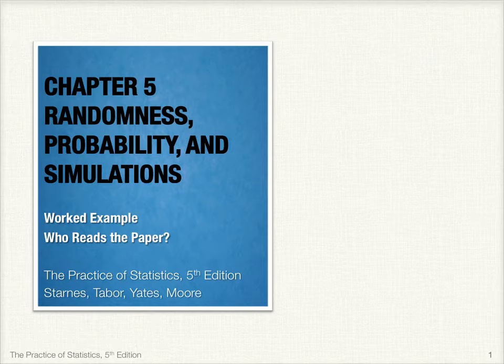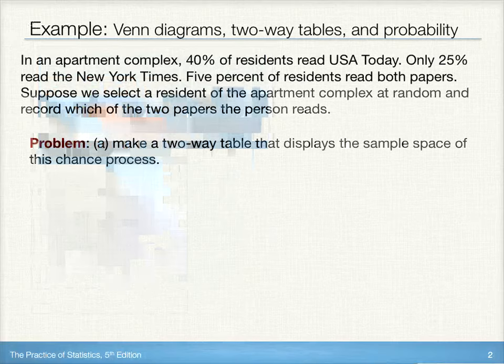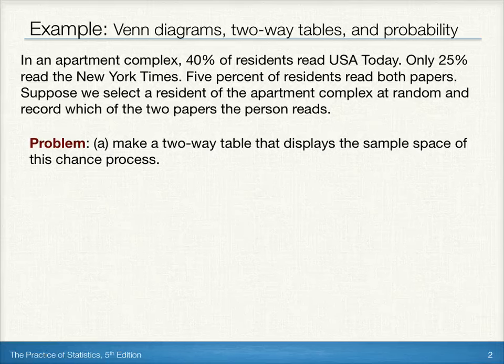In this example, we'll take a look at using Venn diagrams and two-way tables to find probabilities. Suppose in an apartment complex 40% of the residents read USA Today, only 25% read the New York Times, and 5% of the residents actually read both papers. Now suppose we select a resident at random and record which of the two papers the person reads. Now our problem is to make a two-way table that displays the sample space of this chance process.